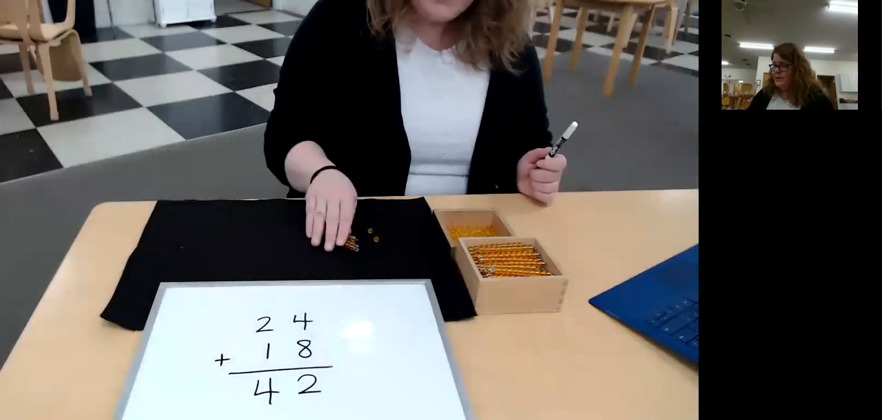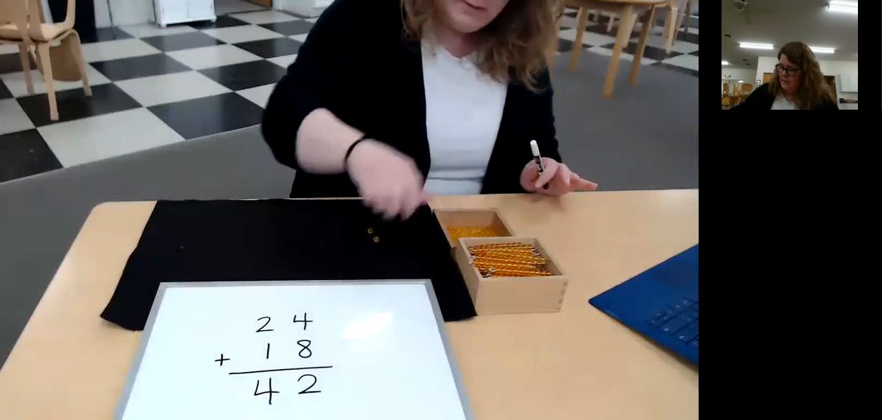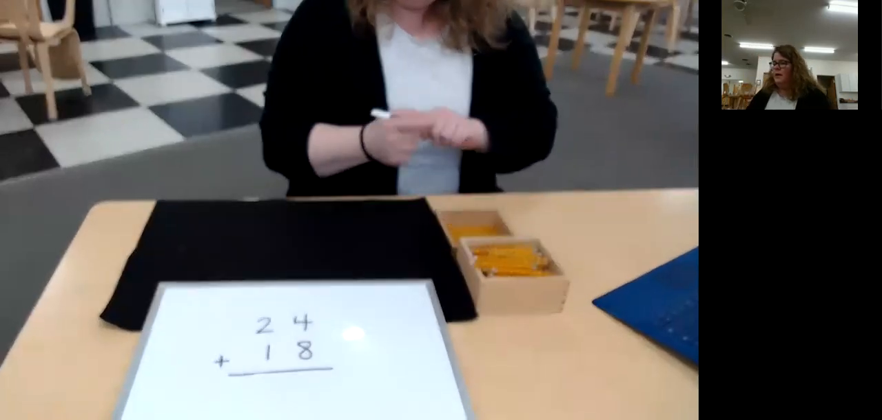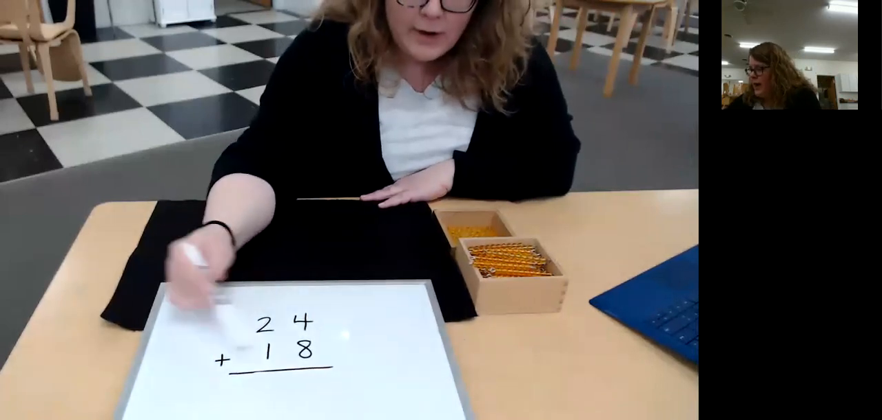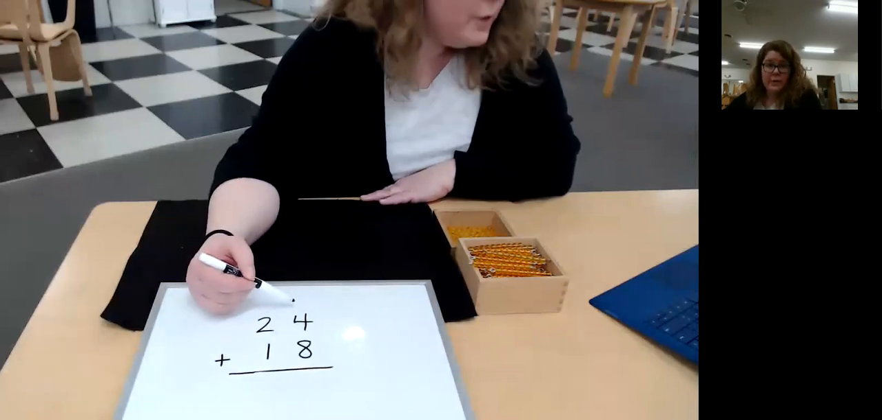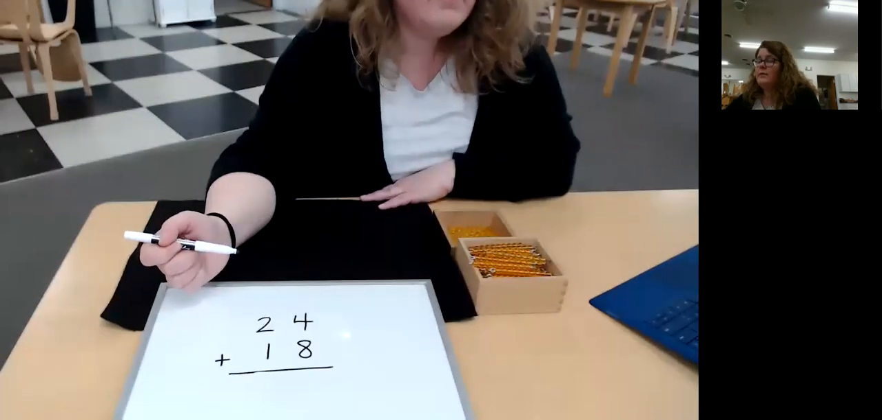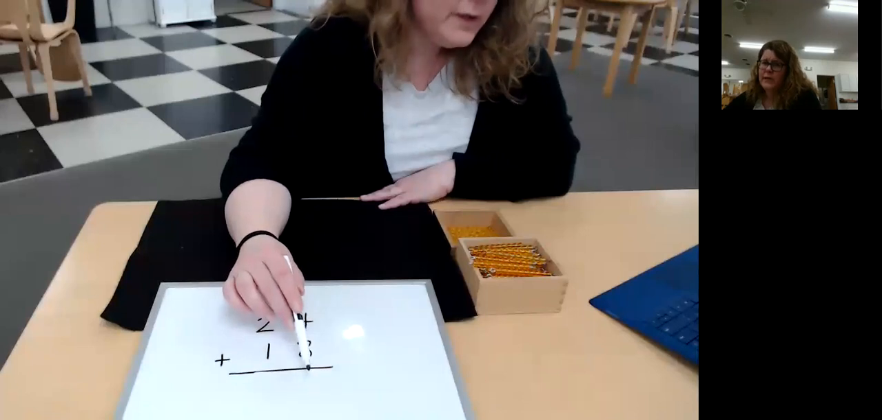Now, for a student who is totally off the golden beads, I would talk through it this way. Okay, we're adding here. What is adding? We talk about that. We start with units. I'm going to start with 4 plus 8. Yep, 4 plus 8 is 12, but we can't record 12 units.